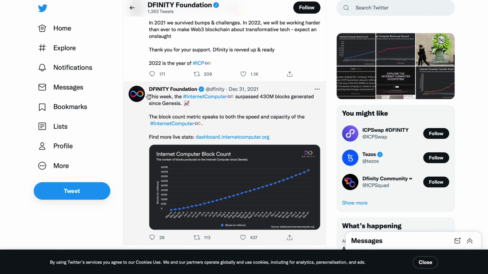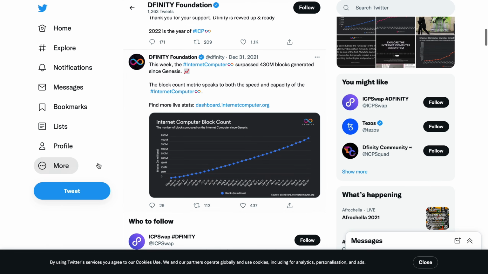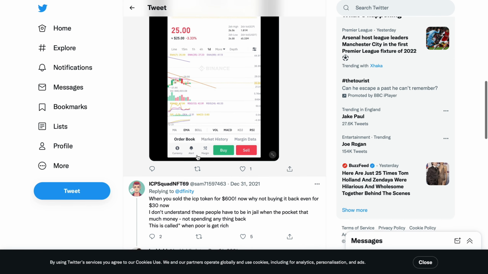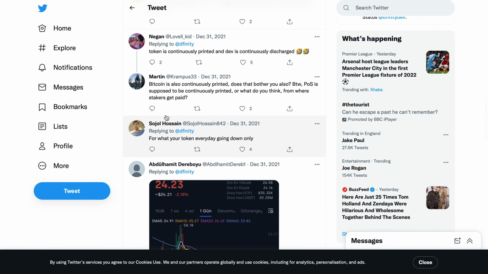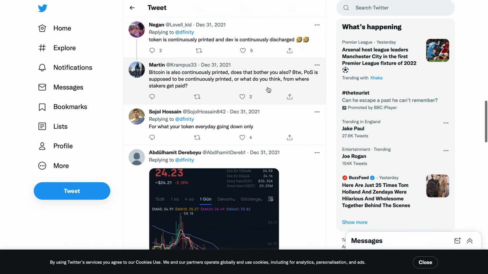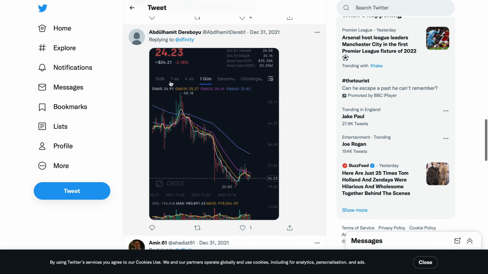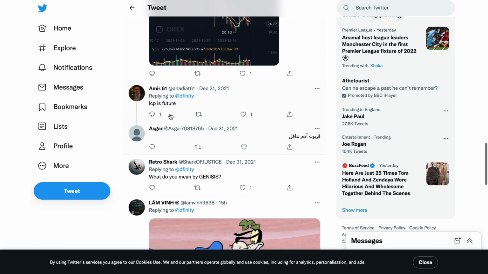Now, one thing that I find quite funny is that on the 31st of December, the DFINITY Foundation, which is behind ICP, the Internet Computer, said this week the Internet Computer surpasses 430 million blocks generated since Genesis. The block count metric speaks to both the speed and capacity of the Internet Computer, right? Now, I clicked on the comments and this is all I saw. People showing price going down, people just upset, the token is continuously printed, developers continue to be discharged, and the token going down every day, people showing the market is just down.